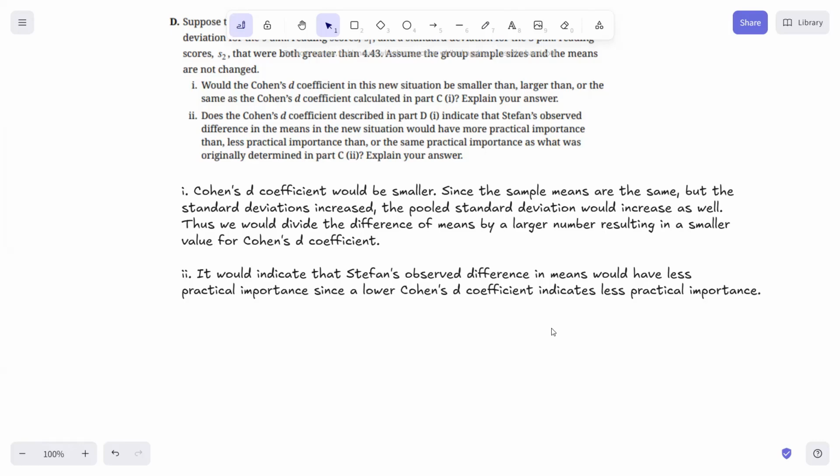Now, overall, the 2025 FRQs hit all the big ideas, comparing distributions, experimental design, probability, inference, and communication.